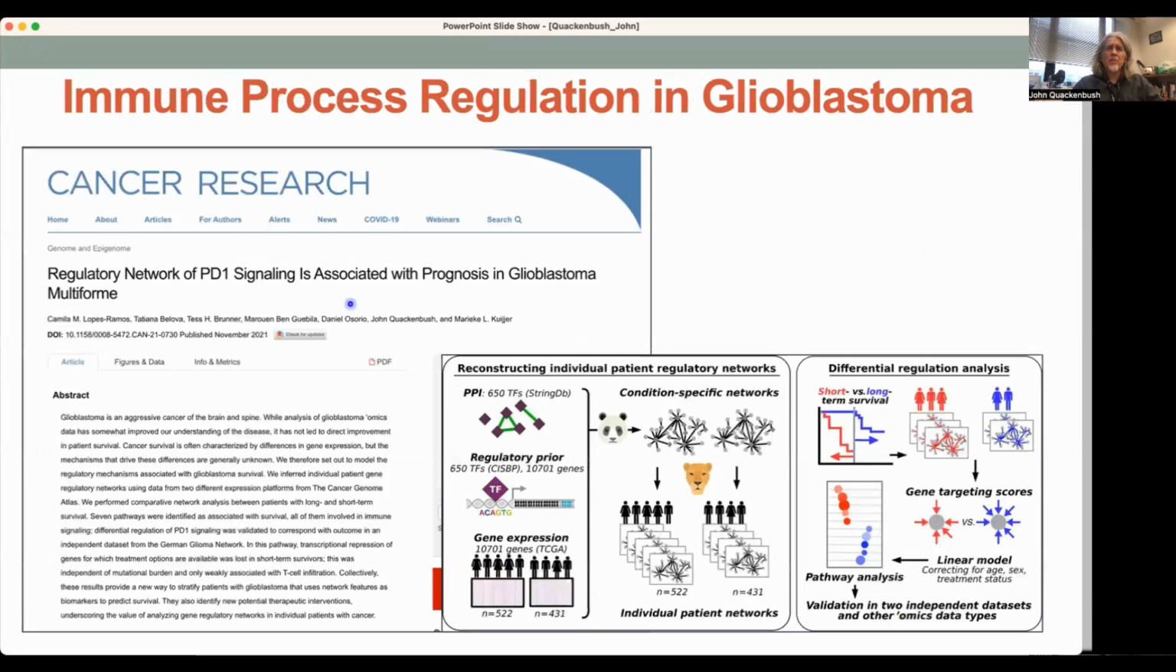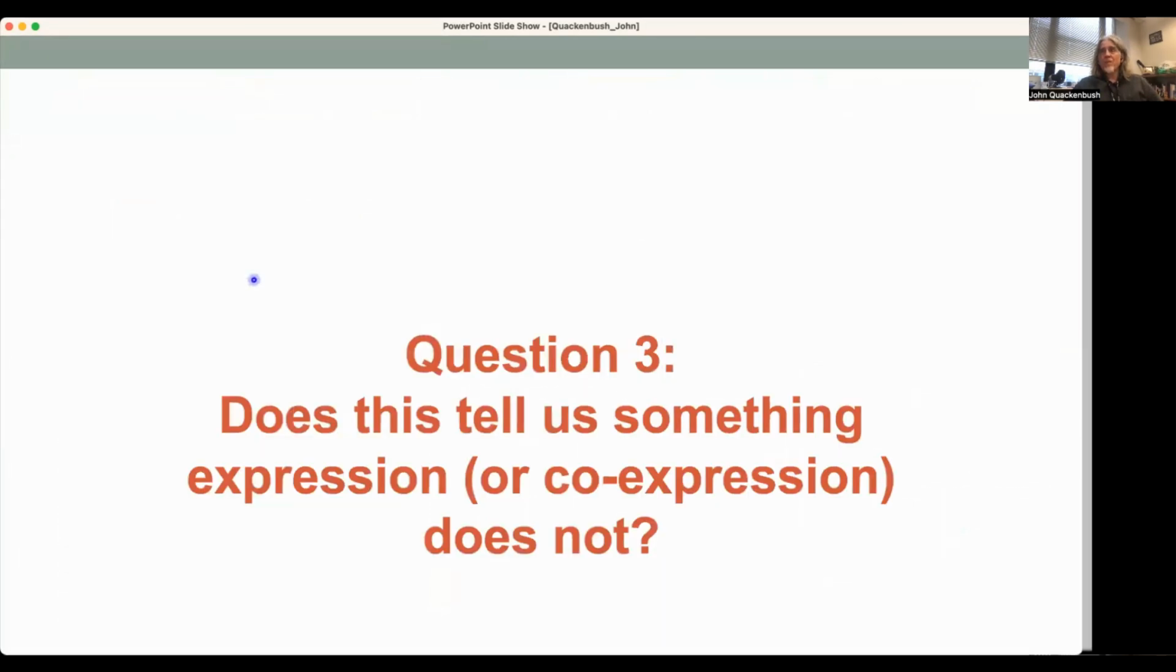Marike Kujer and Camila Lopez Ramos, who I mentioned earlier, looked at glioblastoma and, to their surprise, found that in a tissue that's supposed to be protected by the blood-brain barrier, there are actually differences in the regulation of immune processes that were predictive of outcome in the disease. So the question really is, does this approach tell us something that expression or co-expression doesn't?